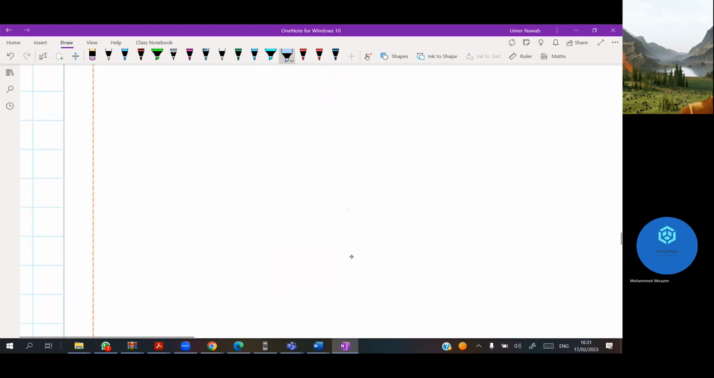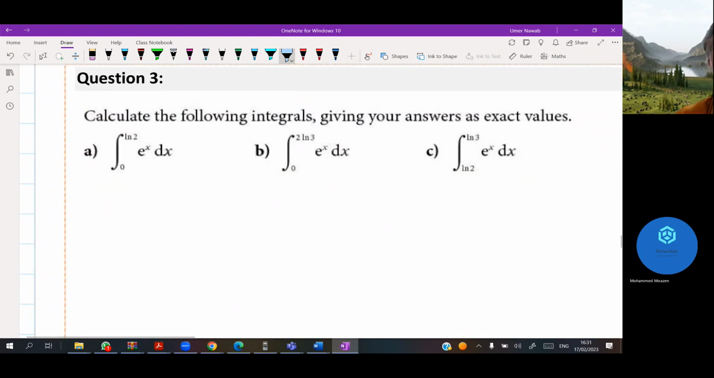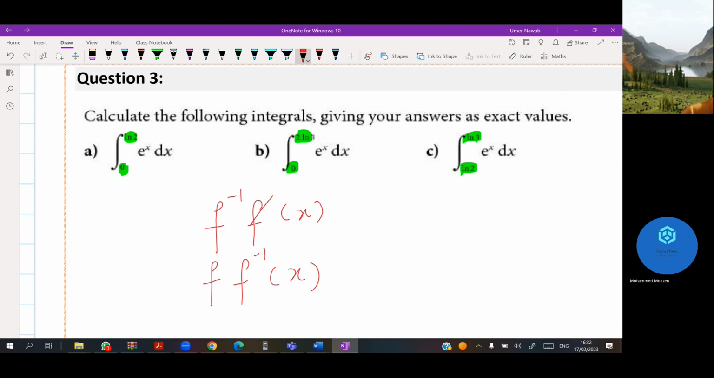Let's move on to our next target. Sometimes the examiner uses lower and upper limits in the form of ln. No worries. In class, I have taught you a very important thing. As in IGCSE, we studied f inverse of f of x, or f of f inverse of x. When they are confronting each other, you can cross them out and your answer is x. The same thing happens in the case of e and ln because they are inverse functions.